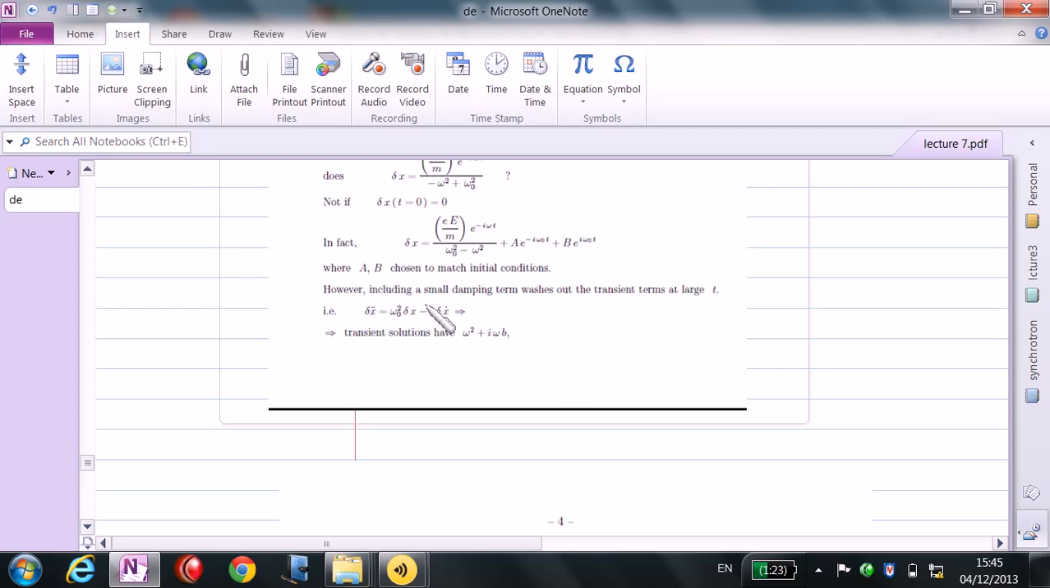Now if I added a small damping term, these homogeneous terms would damp out after a finite time, and I'd be justified in ignoring them. And that's what I meant when I said if I put in damping, I can neglect initial conditions.